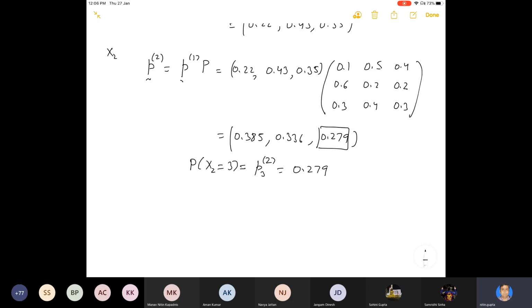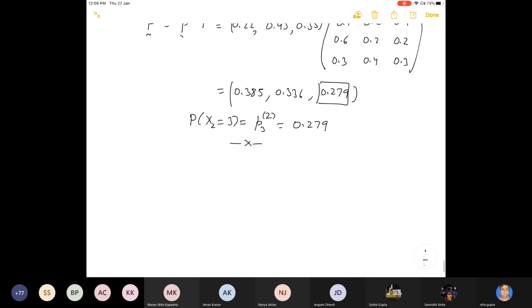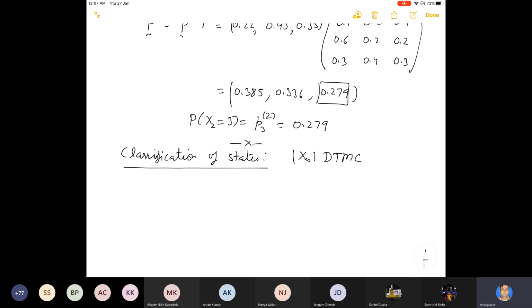Now, let us start with the classification of states. So we have Xn as a discrete time Markov chain with the state space as 0, 1, 2, and so on. Let us say that i, j are states.